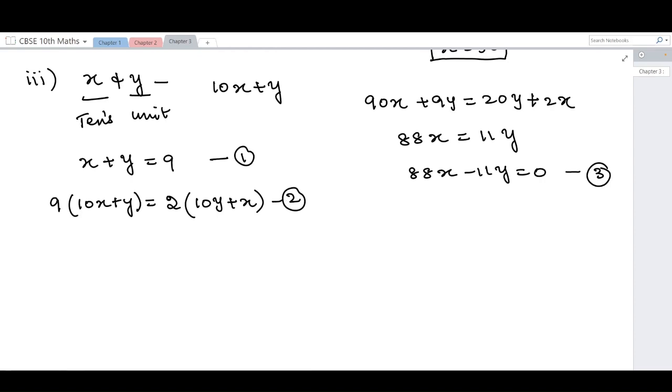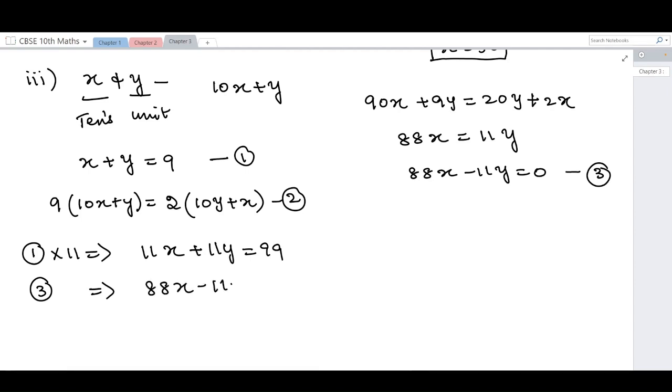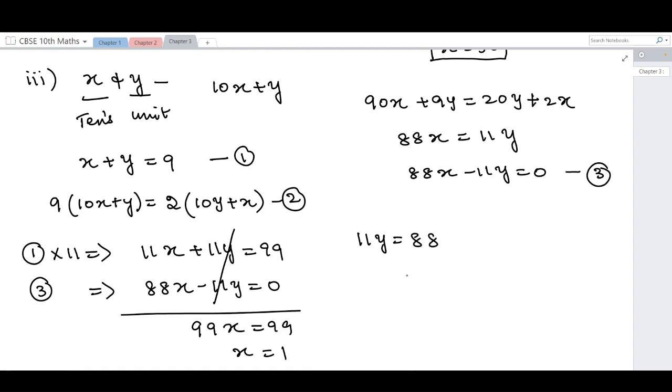Now if we multiply the first equation by 11, we will get 11x plus 11y equal to 99, and if you take the third equation, we have 88x minus 11y equal to 0. If you add these two equations, you will get 99x equal to 99. So x equal to 1. If you substitute this in the third equation, you will get 11y equal to 88. So y equal to 8. So we have determined the values of x and y to be 1 and 8. Therefore, the 2-digit number we require is 18.